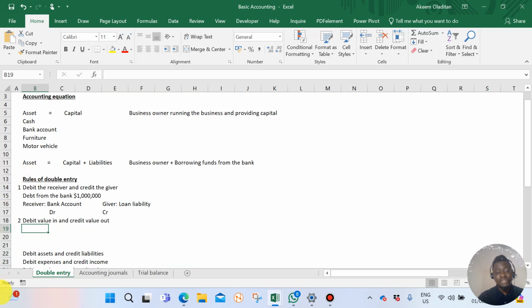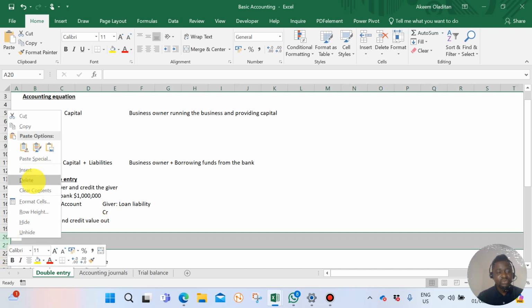What do we mean by debit value in and credit value out? When we receive value for certain things that's added to maybe cash, it means you have to debit the value that has come in as a result of cash in. But when you are paying out, let's say you pay cash out to somebody, maybe paid cash to suppliers of goods, it means cash has gone out. So in that case, you debit cash when you receive cash. You understand? But when you pay cash out, you credit cash. So I don't think we need to dwell so much on that, so that we will not waste so much time.